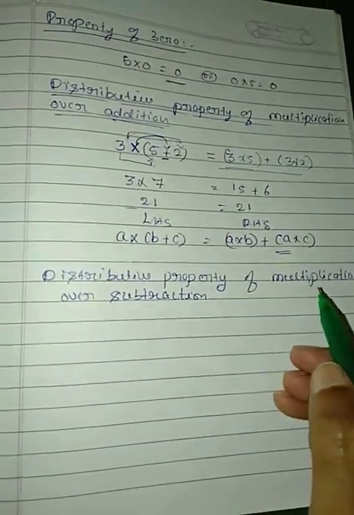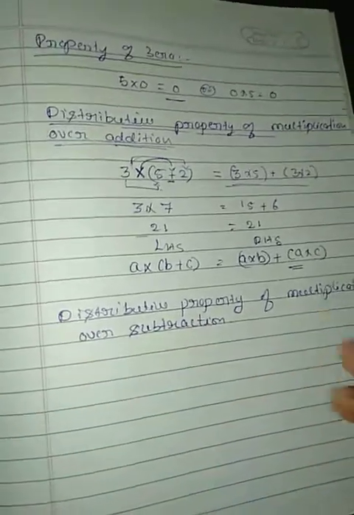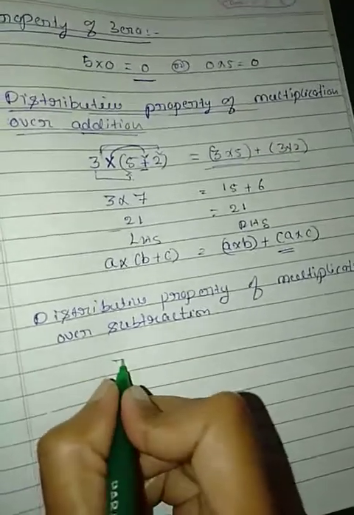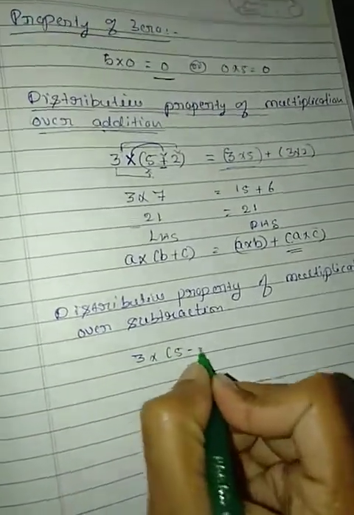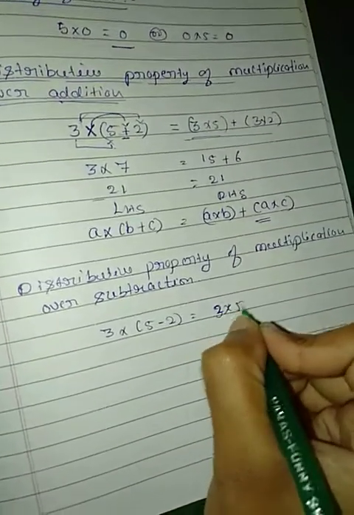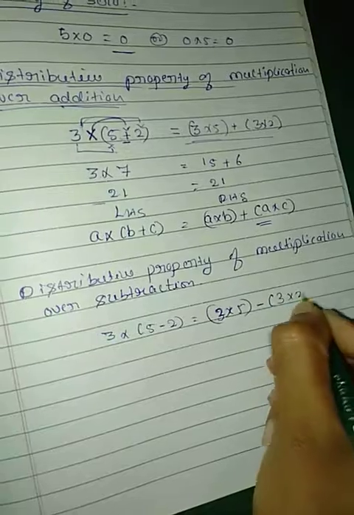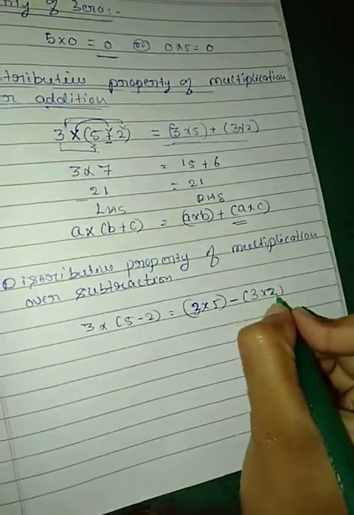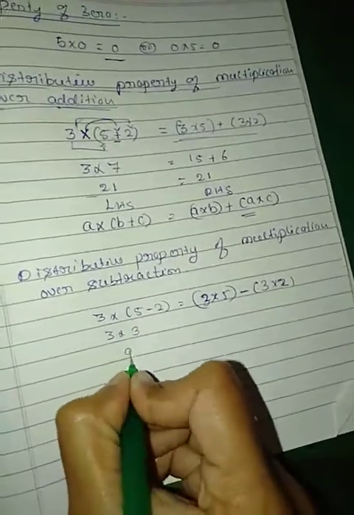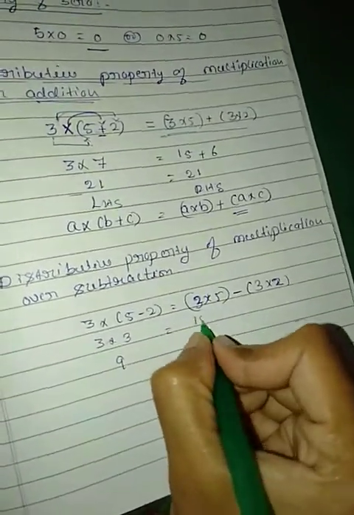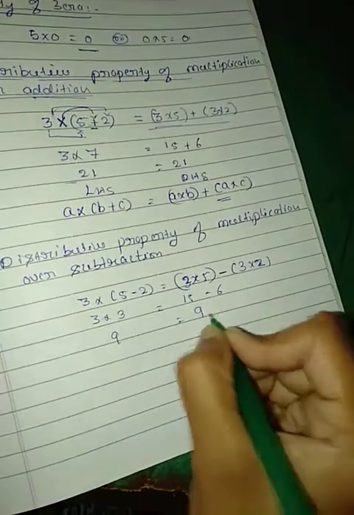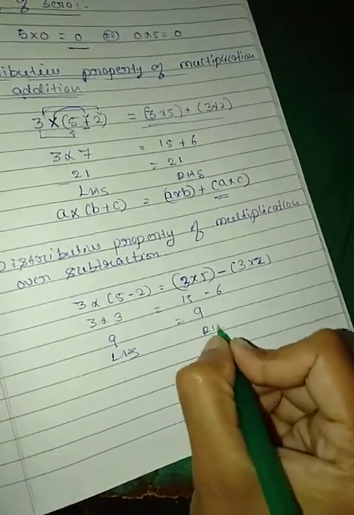Distributive property of multiplication over subtraction. The same thing: in the place of plus, we write the negative, that is minus. See here, 3 into 5 minus 2. Now 3 is distributed with 5 and also with 2, and we write the minus sign here. 5 minus 2 we get 3, and 3 threes are 9. Also, 5 threes are 15, 3 twos are 6, and 15 minus 6 we get 9. So LHS is equal to RHS.